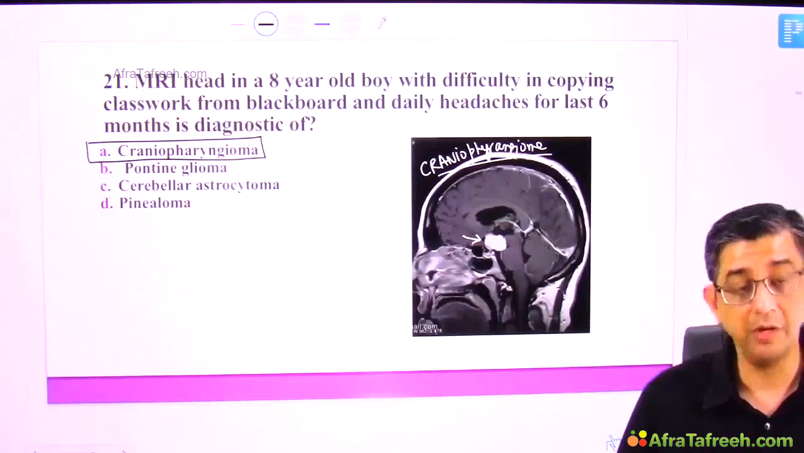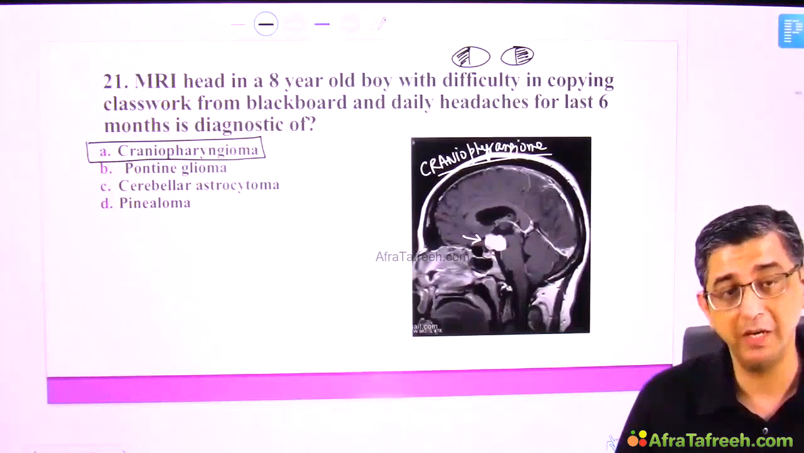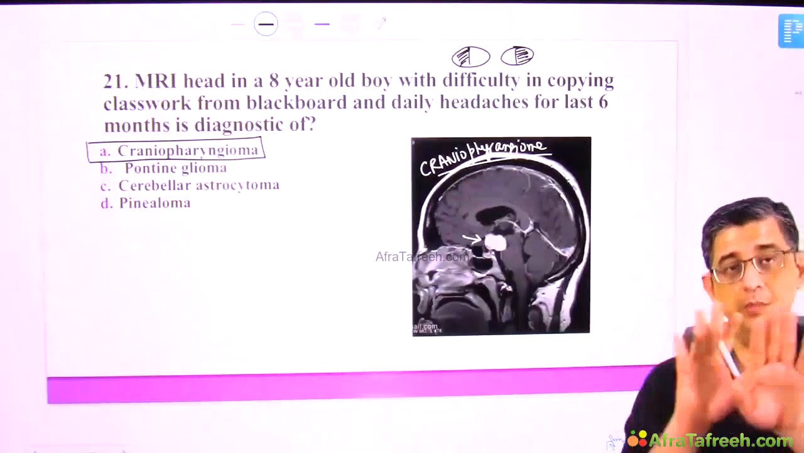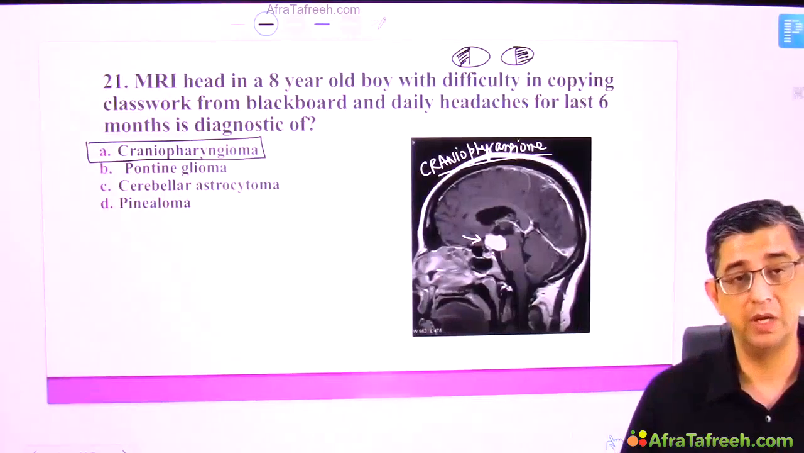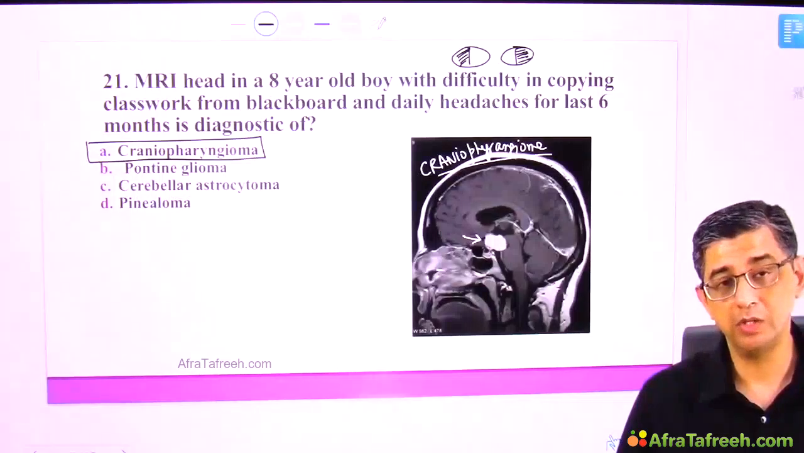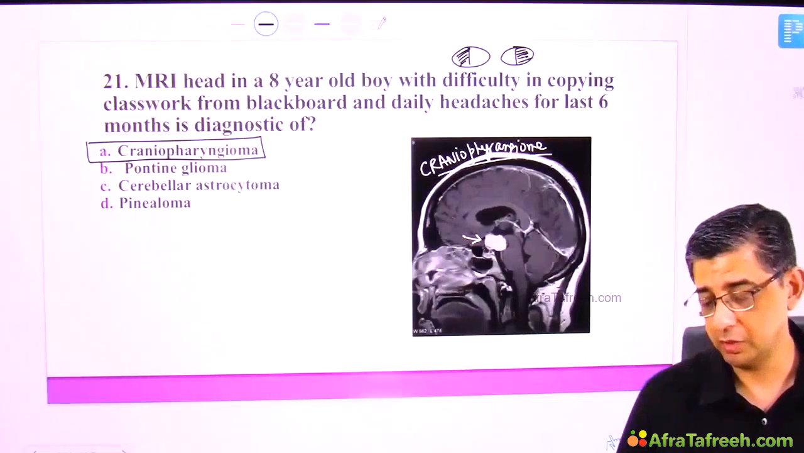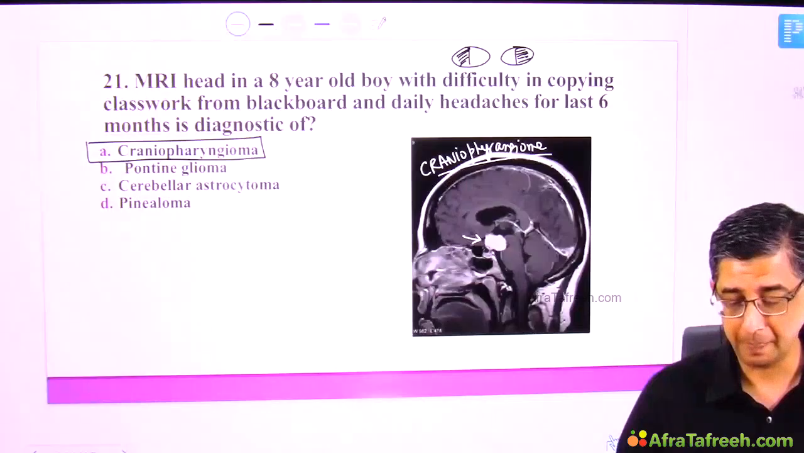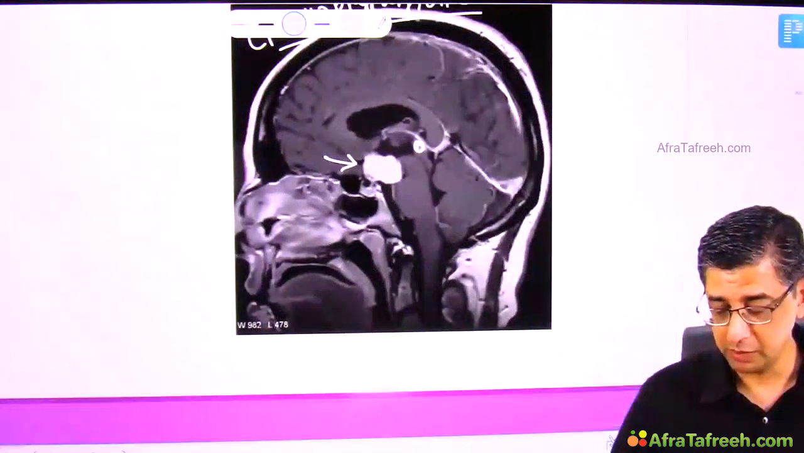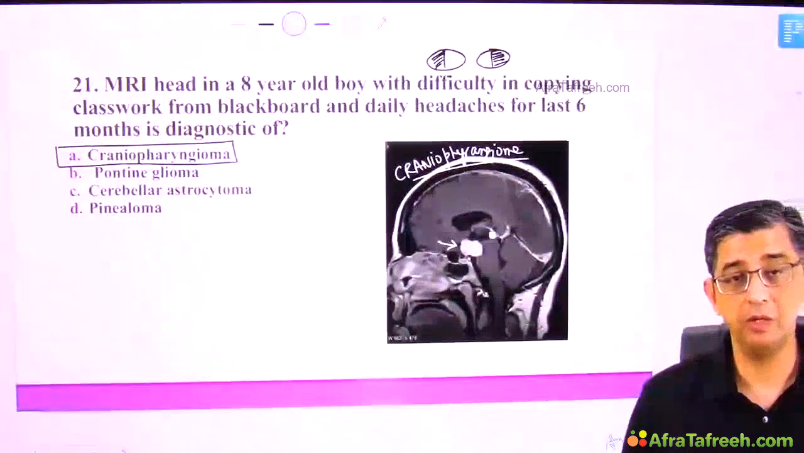And what is the reason for difficulty in copying classwork from the blackboard? This condition can compress the optic chiasma, thereby resulting in visual deficit, that is bitemporal hemianopia. So the child will be able to copy the medial part, but the lateral part of the classwork he will definitely have difficulty visualizing and therefore noting as well. Options B, C, D are relatively ruled out because when you look at B or C, they don't have calcification, and pinealoma will be much more superiorly located. The pineal gland will be located relatively posteriorly. If I just put a pointer here, the pineal gland would be situated in the following area, and pinealoma would be relatively more common in adults, and most of the time there would be a third nerve palsy as well.